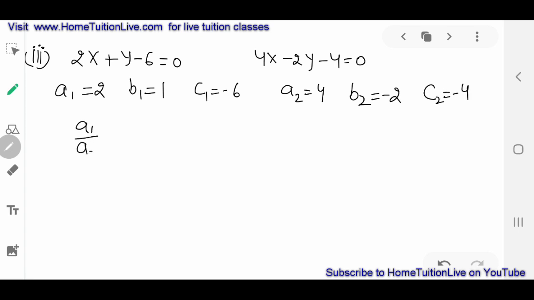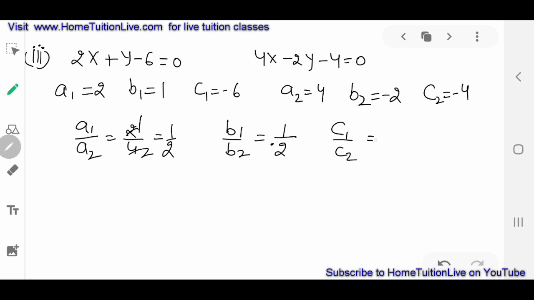a1 by a2 is 2 by 4, that is 1 by 2. b1 by b2 is 1 by 2 minus 1 by 2. And c1 by c2 is minus 1 by 4. From the first you can clearly see that a1 by a2 not equals to b1 by b2. So the pair of equation is consistent.